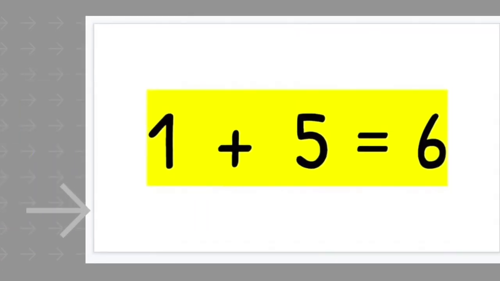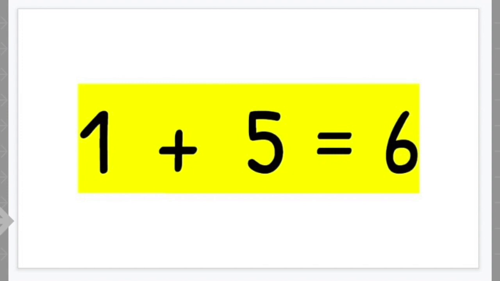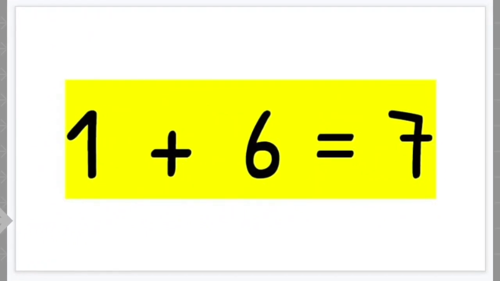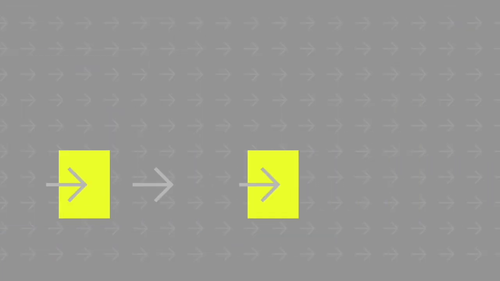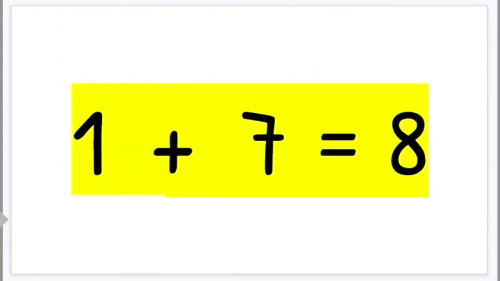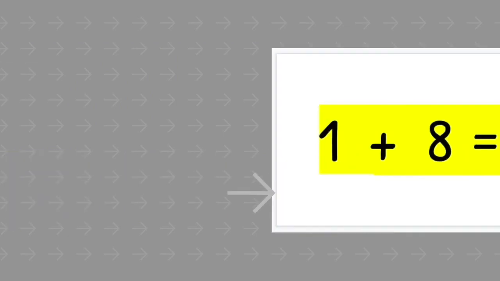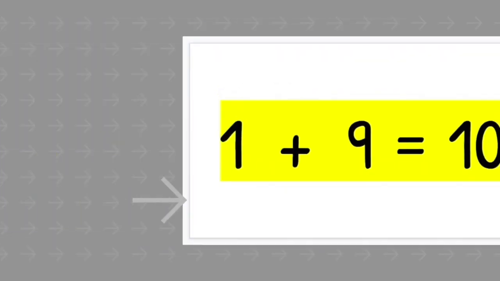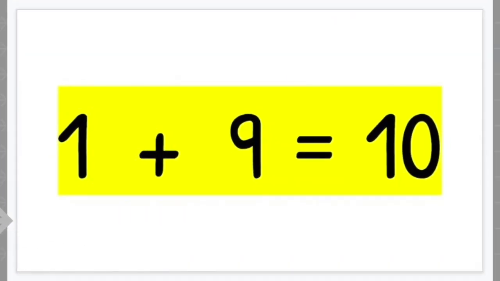Let's take a look at all of the addition number sentences we worked on today that described adding one more. Look, here is 1 more than 5 is 6. 1 more than 6 is 7. 1 more than 7 is 8. 1 more than 8 is 9. And 1 more than 9 is 10.